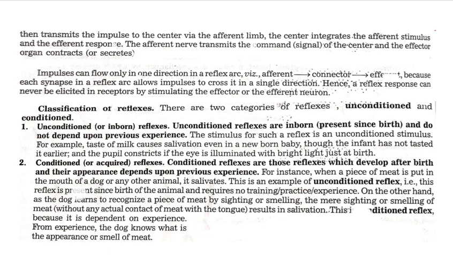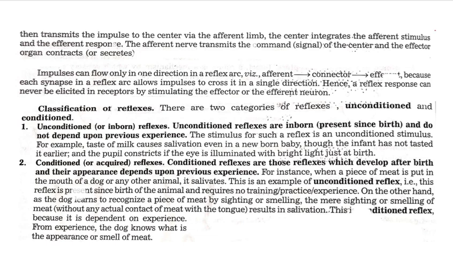For instance, when a piece of meat is put in the mouth of a dog or any other animal, it salivates. This is an example of an unconditioned reflex. That is, this reflex is inborn in the animal and requires no training, no practice or no experience. On the other hand, what happens?